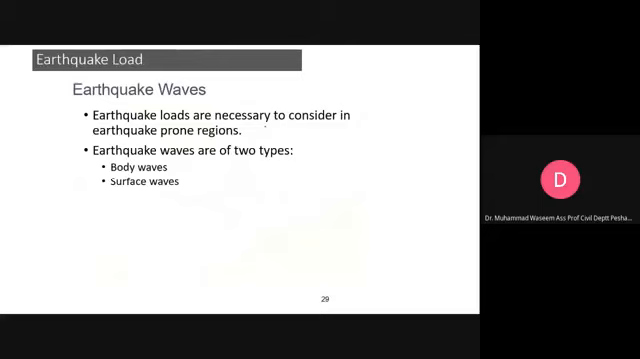Next up in line is the earthquake load. As you know, earthquakes are produced due to rupture along the faults. During the rupture, strain energy is suddenly released, and that energy is transformed into waves. Basically, there are two types of waves. We call them body waves and surface waves.